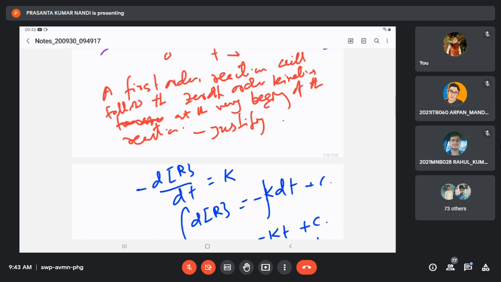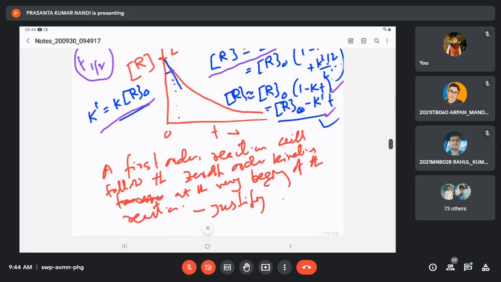That is, just at the moment of the start of the reaction, if you follow the kinetics, then if this first order reaction follows zeroth order kinetics, how will you explain that? That is the question. Not only first order, a second order reaction will also follow zeroth order kinetics at the very beginning of the reaction. Right. This is the fundamental question. So how can you explain that?